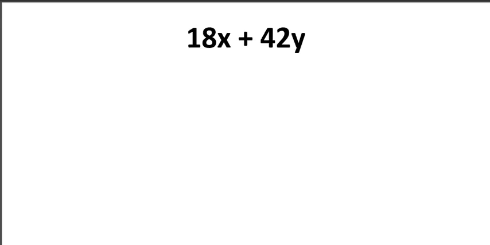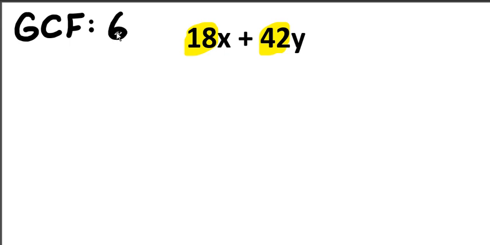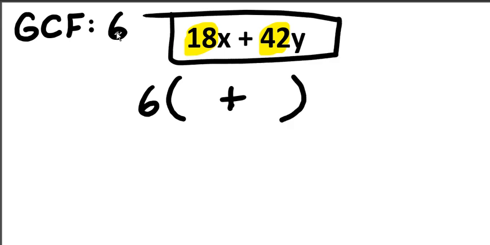Now, what if I have something that looks like this? Well, I'm still going to begin with the GCF. Now, see if you can figure it out before me. What is the biggest number that will go into 18 and 42? And if you said 6, you are absolutely correct. So what do we do with the 6? Well, we go ahead and factor out that 6. And we ask ourselves, 6 times what? 6 times the quantity, what plus what will give me this same expression?